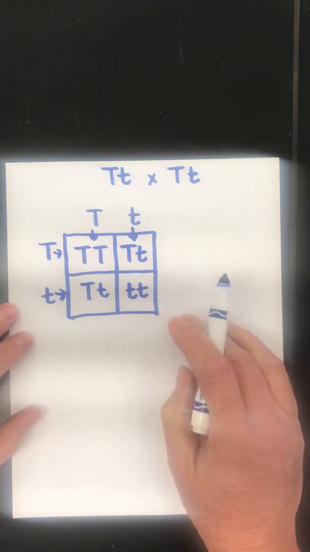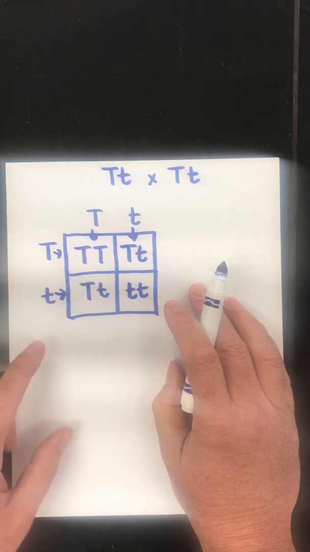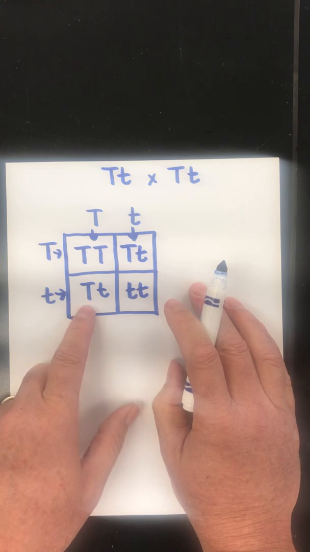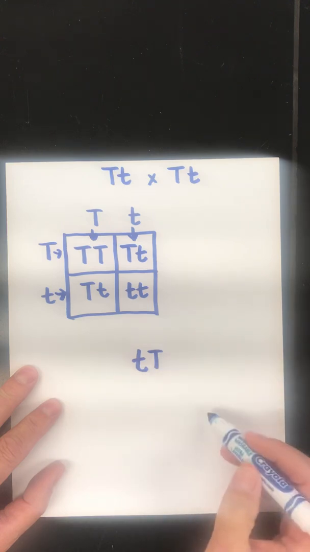Notice that the dominant allele is always written first. So if an offspring gets one dominant, one recessive, the capital dominant letter is always written first, okay? We would never write it like this. That would be backwards.